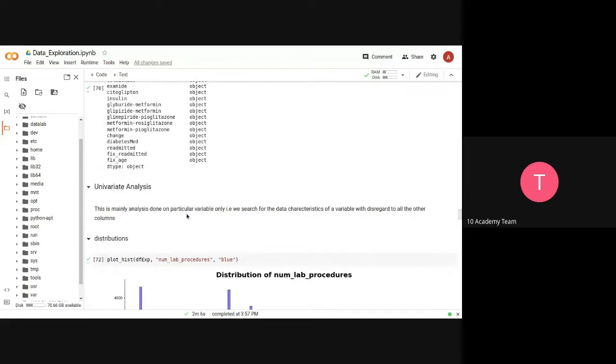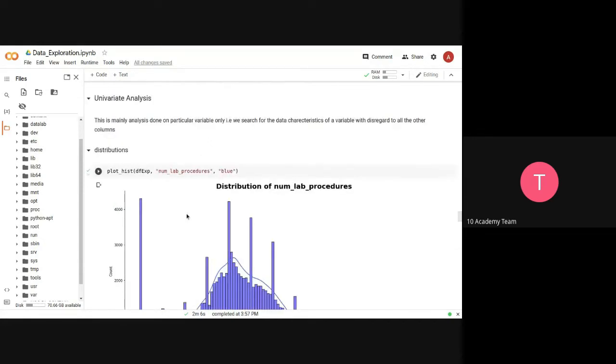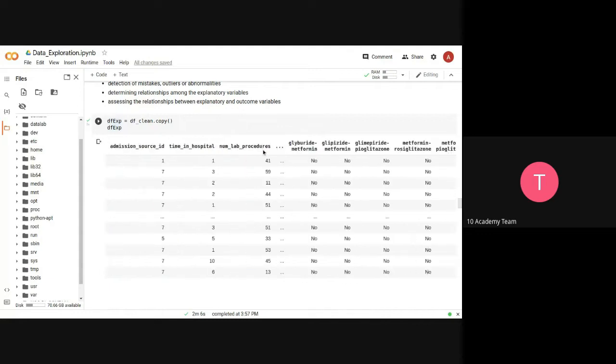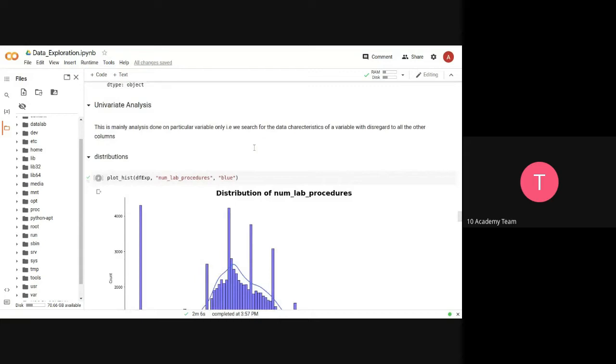Univariate analysis is analysis done on a single variable, which would mean doing analysis on a single column, disregarding any other variables that exist. So for example, we can do univariate analysis on maybe just the race, on the number of lab procedures, and so on.